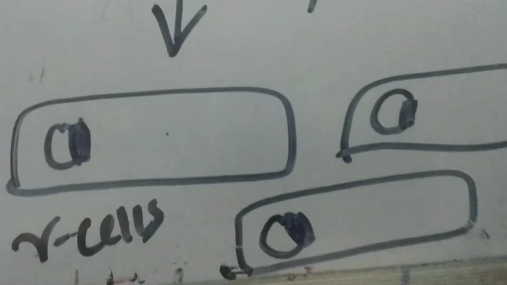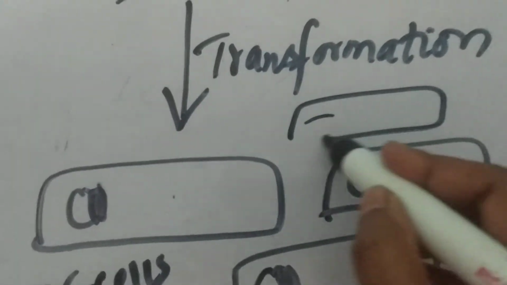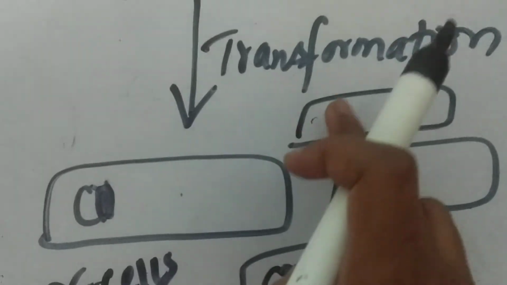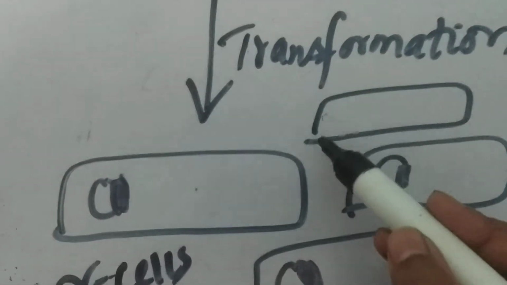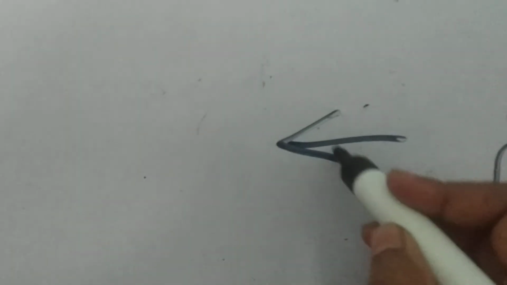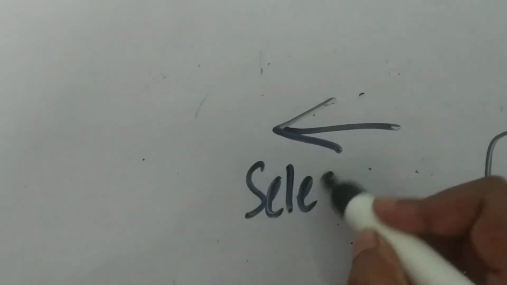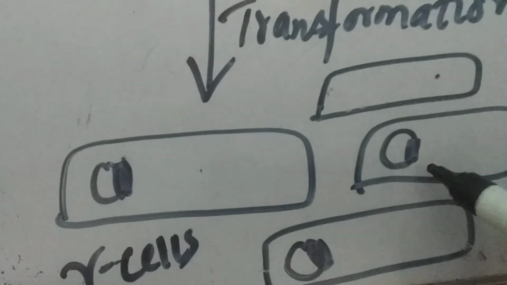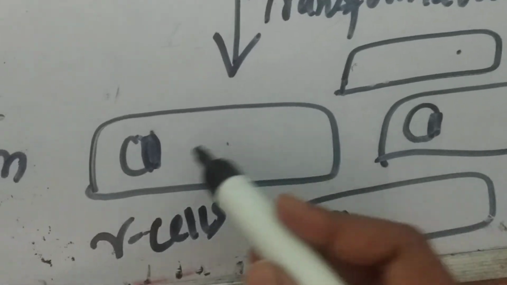Now some cells may take it up and some cells may not take it up also. It's possible. Transformation is not 100% efficient. Some cells may take it up, some cells may not. So finally, what are we going to do? We have to do a process of selection. Which are the cells we want? We want these cells or these cells? We want obviously these cells because they have our gene of interest.